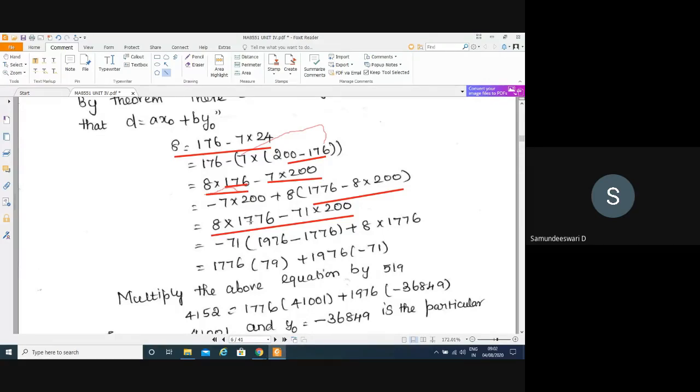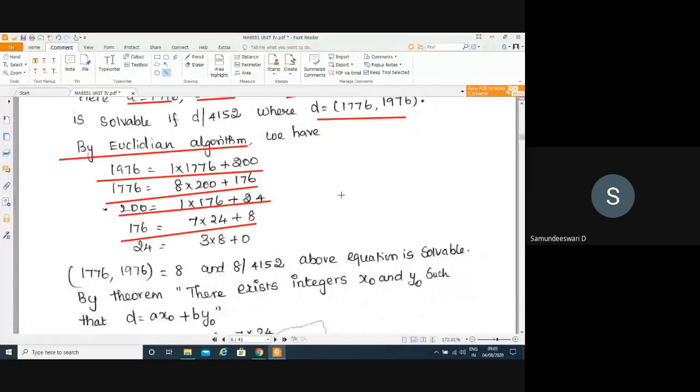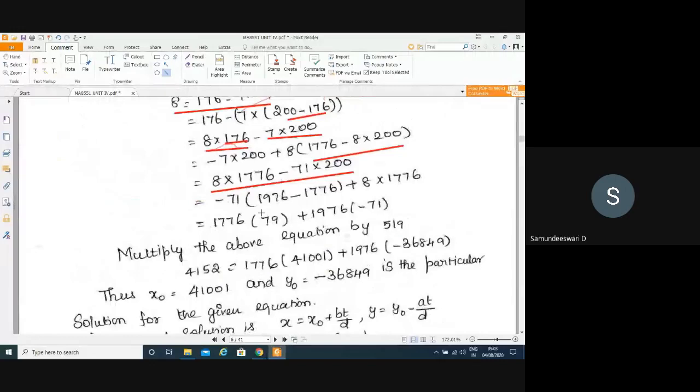Again it is in the format a into x naught plus b into y naught. So then again go back to the Euclidean algorithm, the last step, back step. So it is 200 equal to... in this step 200 is the remainder. So what is 200? 200 is equal to 1976 minus 1776.